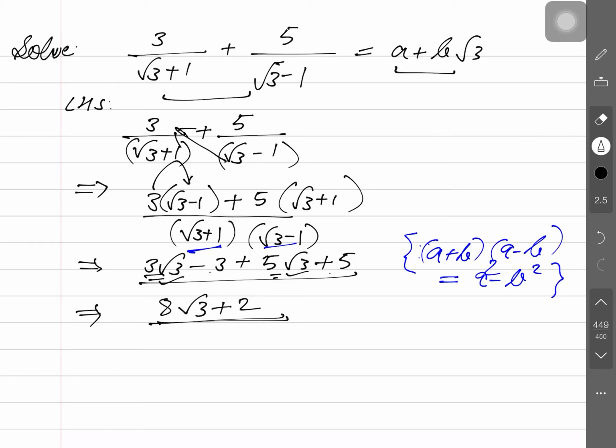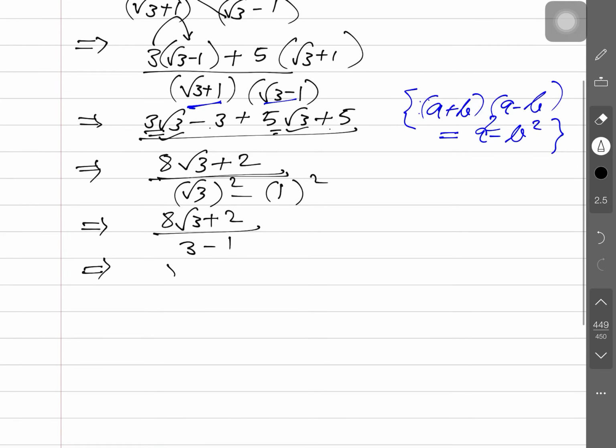So the pattern a plus b, a minus b gives root 3 whole square minus 1 whole square, and further we solve this: 8 root 3 plus 2 whole divided by root 3 minus 1, and also 8 root 3 plus 2 divided by 2. Clear? This is the common denominator, this also, this also.